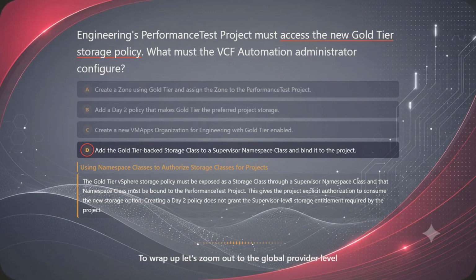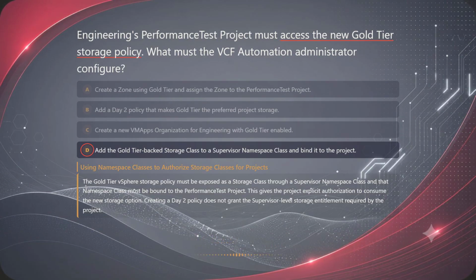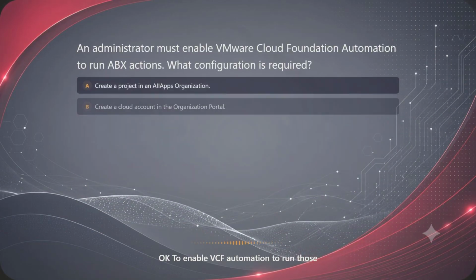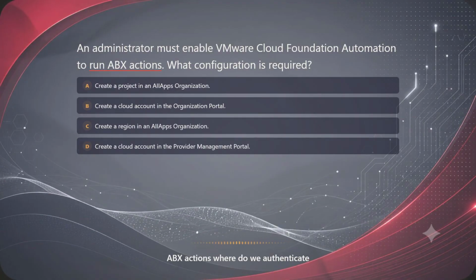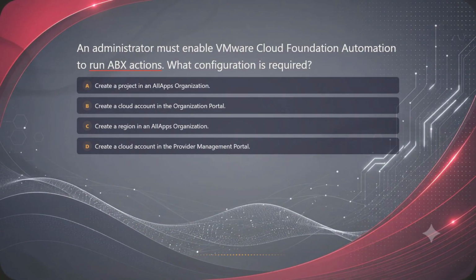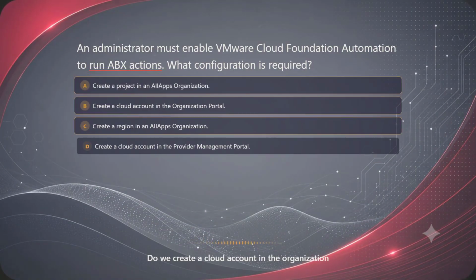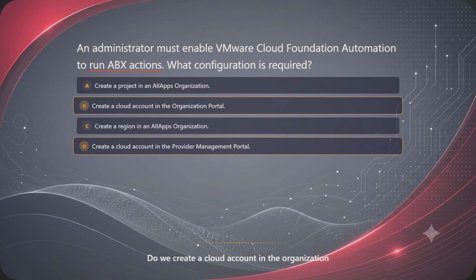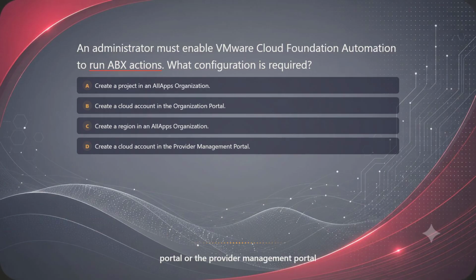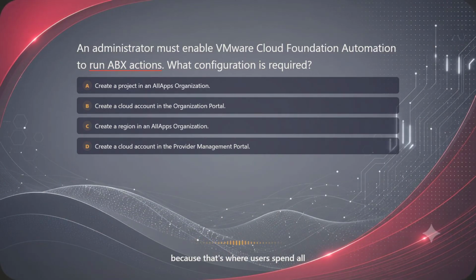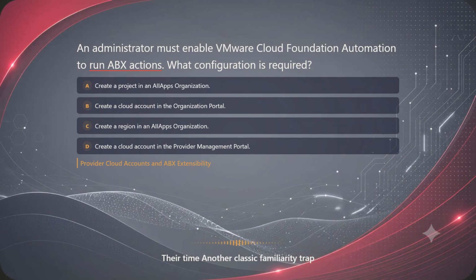To wrap up, let's zoom out to the global provider level. Okay. To enable VCF automation to run those ABX actions, where do we authenticate? Creating a project or a region isn't enough. Do we create a cloud account in the organization portal or the provider management portal? What's your guess? Well, I definitely anchor on the org portal because that's where users spend all their time. Another classic familiarity trap. Really?